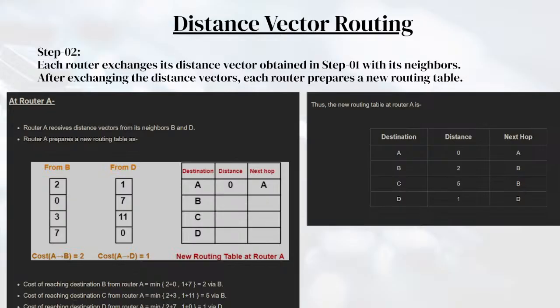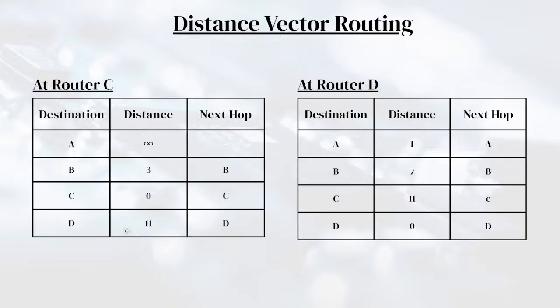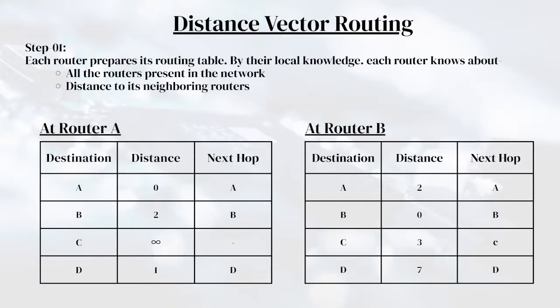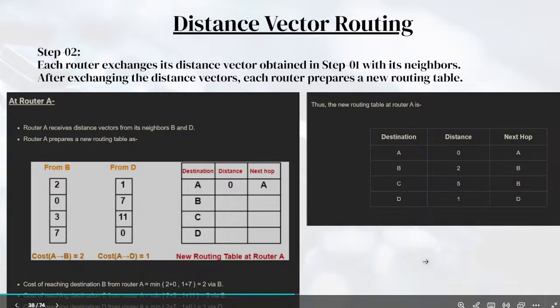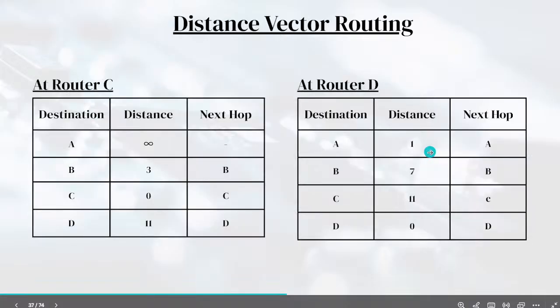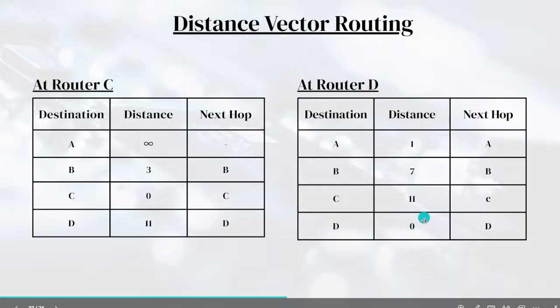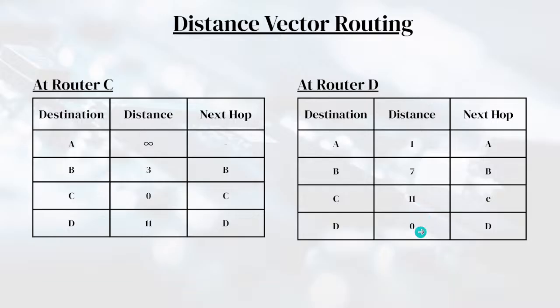This way each router exchanges its distance vector obtained in step 1 with its neighbor. How is it actually exchanging the distance vector? Here this is from B and this is from D. 2, 0, 3, 7, this is the distance, and I am taking the value from D. So here also the D value is 7, 11, 1, 0. So this is the value.